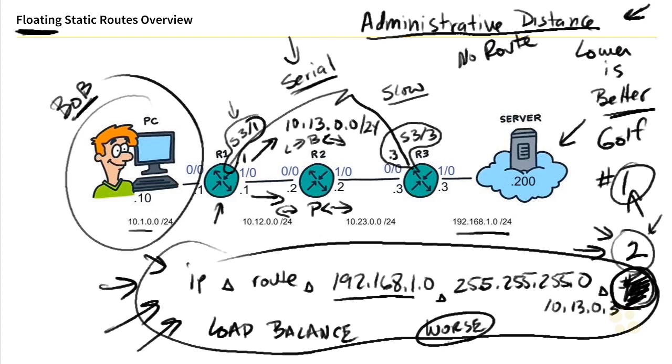So I'd like you to see that. That's why we're going to do it that way. And then once we see that, we'll correct the problem by coming back and modifying the administrative distance for the second route.